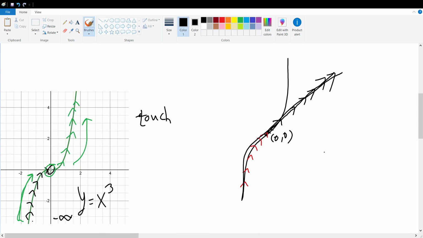Another terminology for touch is cross, C-R-O-S-S, to cross a certain point. And we will be analyzing how we can apply these two terminologies in our next video when we begin to understand the process of sketching rational functions.